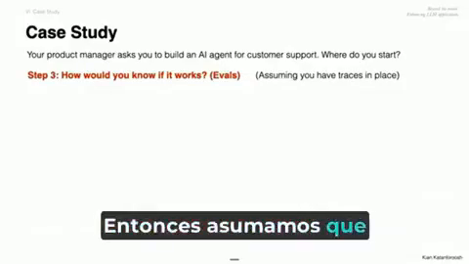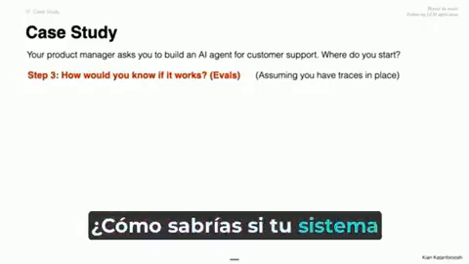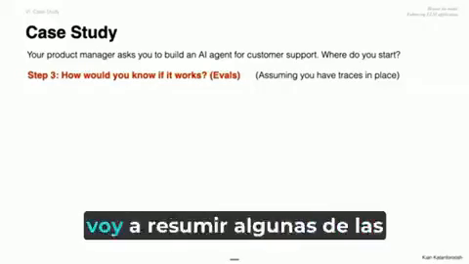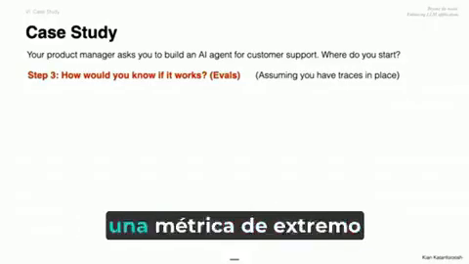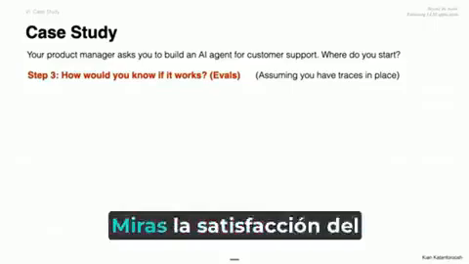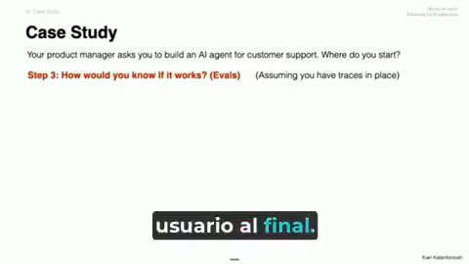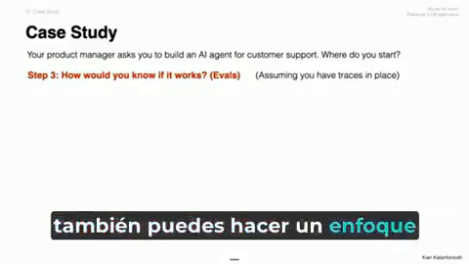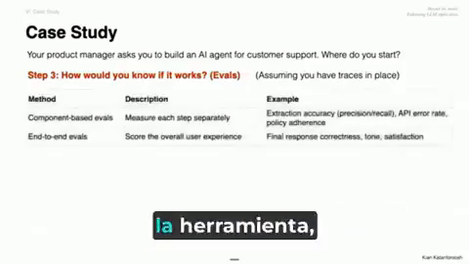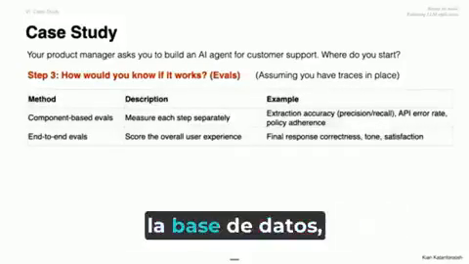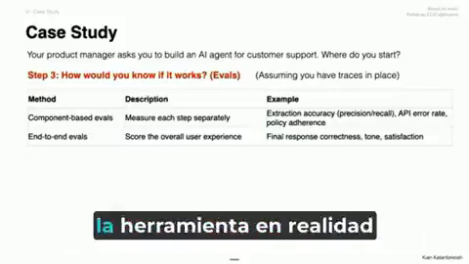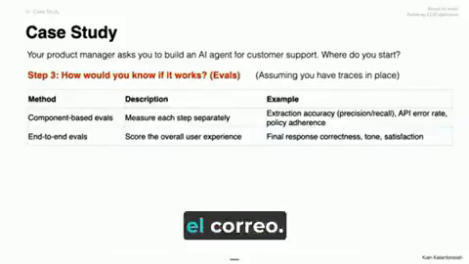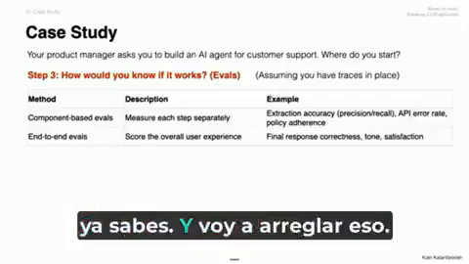So let's assume you have traces. How would you know if your system works? I'm going to summarize some of the things I heard earlier. You gave us an example of an end-to-end metric: you look at the user satisfaction at the end. You can also do a component-based approach where you look at the tool, the database updates, and you manually do an error analysis and see, the tool actually always forgets to update the email. It just fails at writing, and I'm going to fix that.